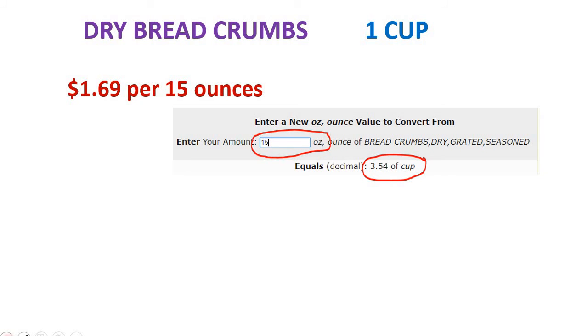Let's go to the breadcrumbs. We needed 1 cup of that. I found that container for $1.69 with 15 ounces, and then I found this calculator online that said 15 ounces gives me 3.54 cups. And so now I'm going to take my $1.69 and divide it by the 3.54 to figure out how much per cup I'm paying. And so what do I get for an answer? Excellent job. 48 cents is what I'm paying.